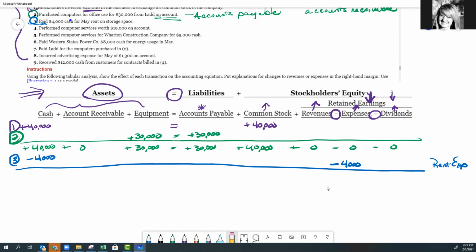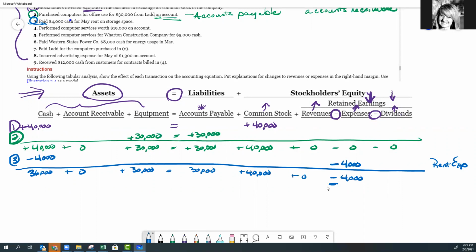Okay, so our cash, we have 40,000 and we just used 4,000. So we have $36,000 in cash. We have no accounts receivable. We have 30,000 in equipment. We have 30,000 in accounts payable. We have 40,000 in common stock. We have no revenue. We have 4,000 in expenses.